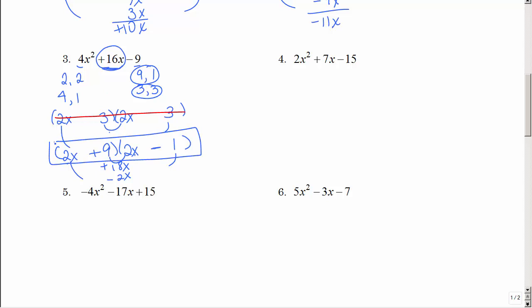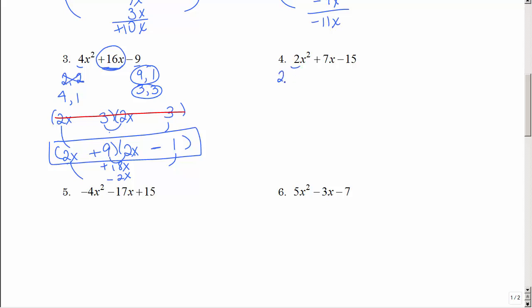So that worked. If it didn't, I would have said, okay, I'm done with the 2 and the 2, and then I would have tried the 4 and the 1 and see if those matched up. What happens if none of them work? Then it would be prime. Let's look at this one.